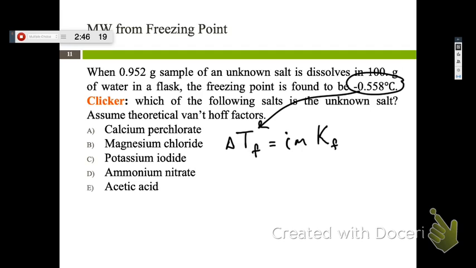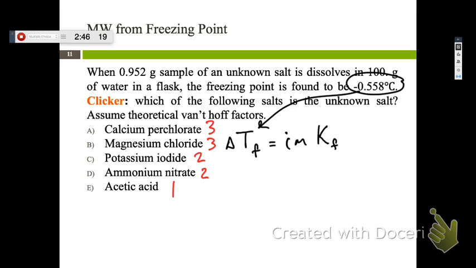All right, so we're almost out of time. The big thing next, what do we have, what do we not have? We have delta TF. Do we have Van Hoff factors for these that we can figure out? Yes. So let's just go through them real quick. What are the Van Hoff factors, start at A? 3. 2. Ammonium nitrate, 2. And acetic acid is 1.